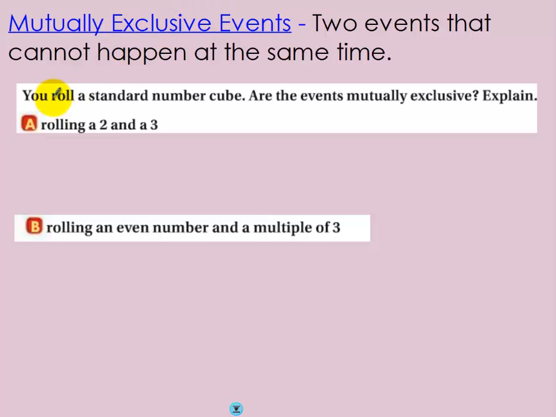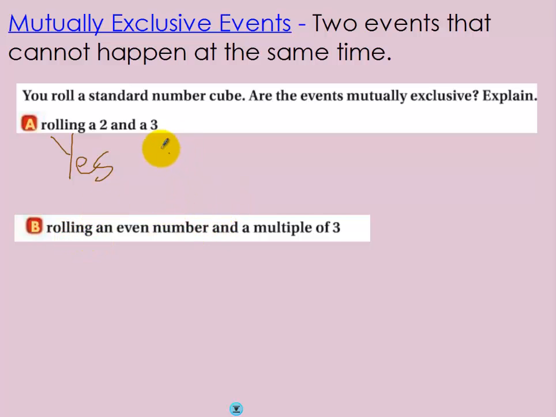So one example of this, if you roll a standard number cube, are the events mutually exclusive? Explain. So these are two cases of this. Rolling a 2 and rolling a 3. Are these mutually exclusive? Yes, they are, because you only can roll one. So you can only roll a number 1 through 6. You can't roll a 2 and roll a 3 with the same die. It's going to be either the 2 or it's a 3 or some other number.